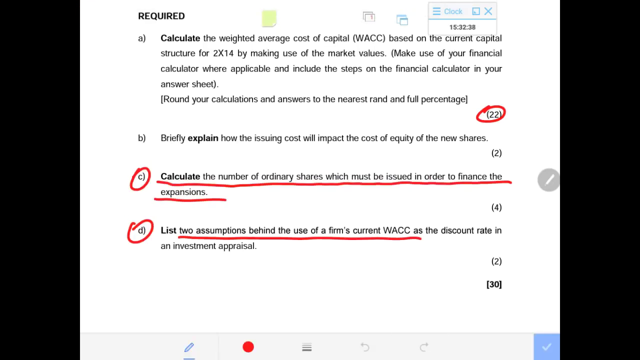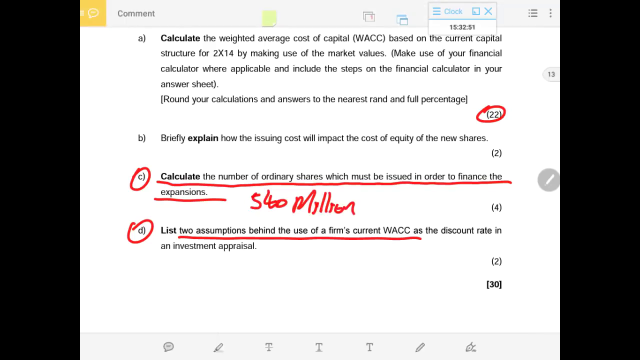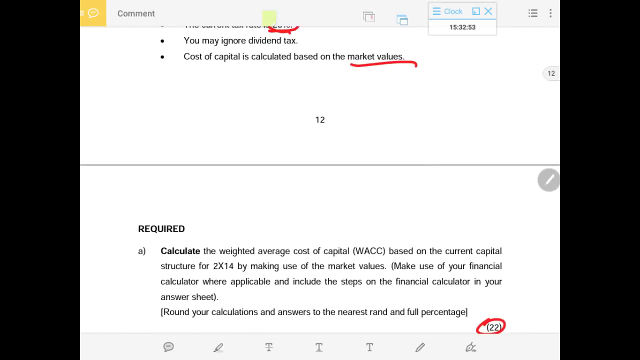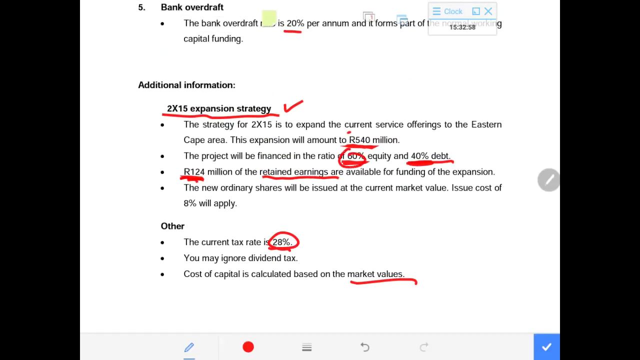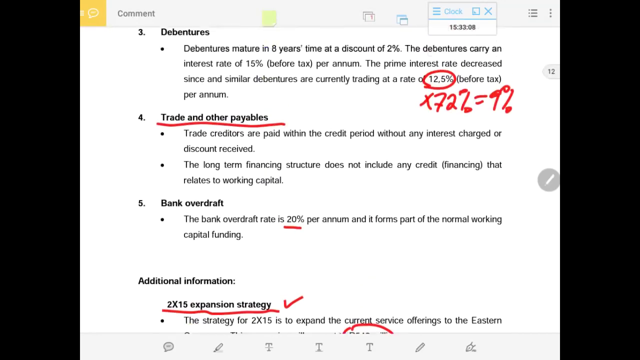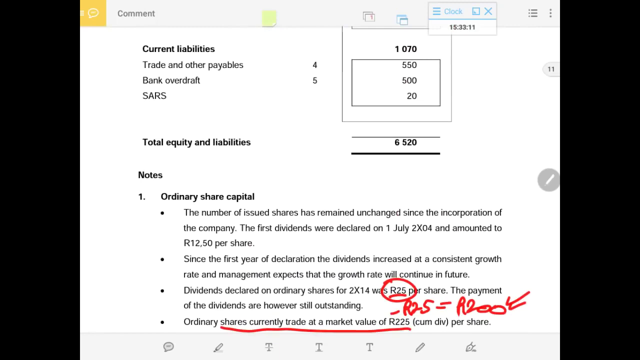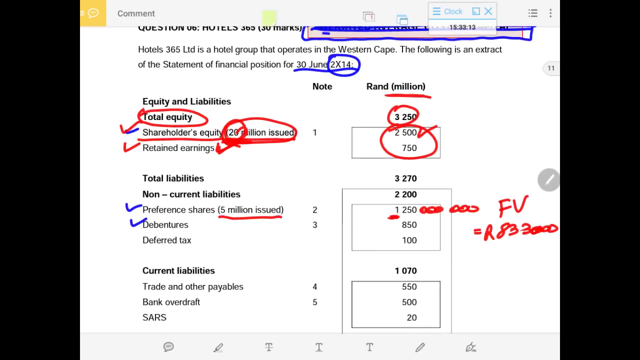Now remember, there was a project that needed to be funded by the value of 540 million rands. And now we are focusing on that project. The project needed to be funded to the value of 540 million. And we were told that 60% of that 540 million will be our equity. And in equity, we have 124 million available in the retained earnings, because retained earnings are part of the equity according to the information that is provided to us.